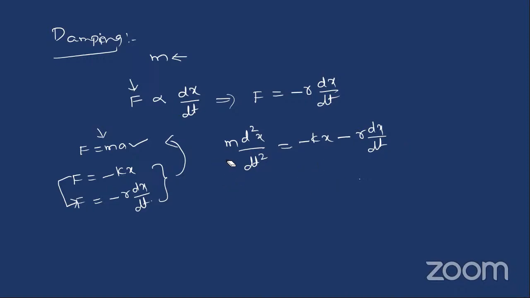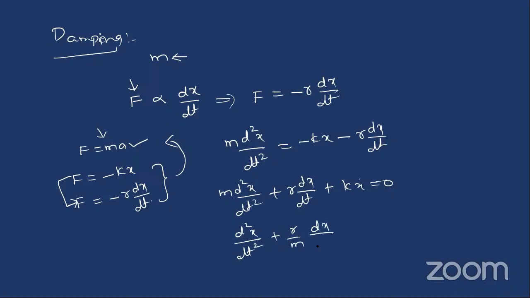Now if we write all these things on one side, we can write it like this: m into d square x by dt square plus r into dx by dt plus kx is equal to 0. As we usually did in the previous case, I'm dividing all these terms by m, so that we can write it like this: d square x by dt square plus r by m into dx by dt plus, again, k by m into x is equal to 0.